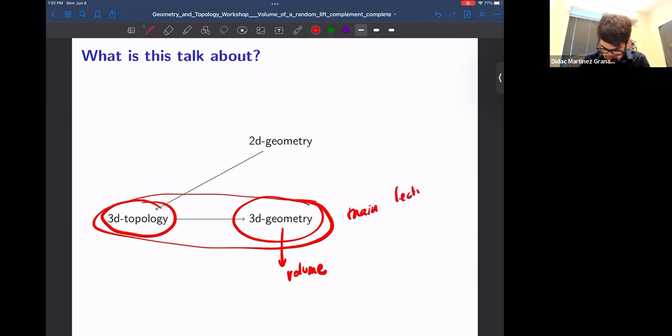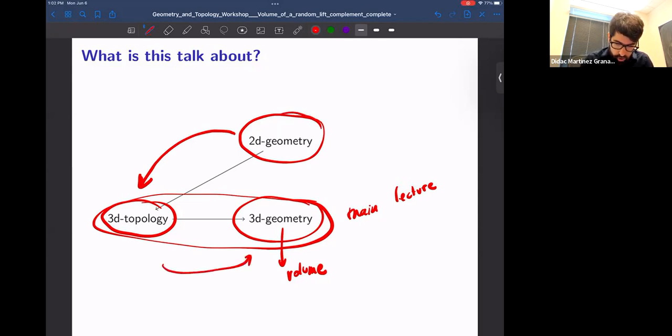In my talk, I want to start with two-dimensional geometry, so curves on surfaces, geodesics on hyperbolic surfaces. I want to use that data to construct a hyperbolic three-manifold and then study the volume of that three-manifold by comparing it to geometric information that comes from the two-dimensional geometry. So I want to study the interplay between the starting data in the two-dimensional geometry world and the corresponding volume of this three-manifold that I will obtain.